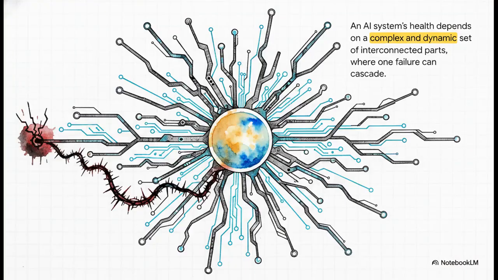You see, with a standard app, you're worried about what? The database, the web server? Pretty straightforward. But with an AI system, its health, its very ability to function, depends on this whole ecosystem of complex, interconnected parts. And the scary thing is, if one little piece fails, the whole thing can come tumbling down.